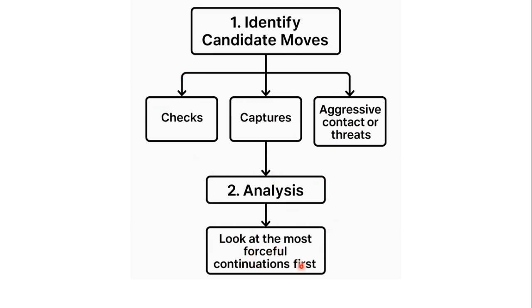Once you've identified these moves, we may go into analysis and calculation, where we look at the most forceful continuations first. Chess has way too many variations to consider all of them, so we have to look at the most forceful continuations. This will give us more precise analysis, rather than considering everything and just wearing ourselves out. Using this very basic schema, you can train it by looking at analysis of your games, by playing games against computers, or by analyzing games by grandmasters.